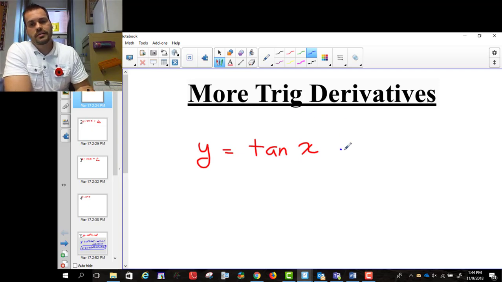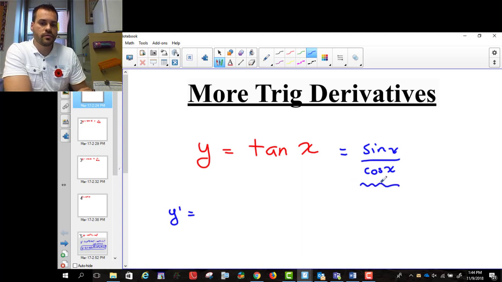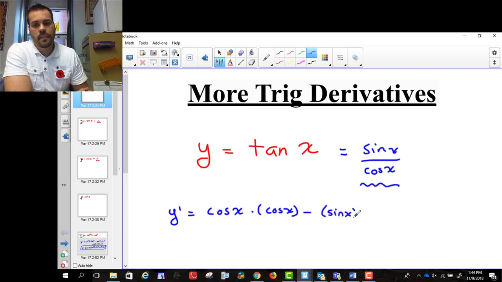So I'll show you what I mean with tangent x. We know, or you should remember, that tangent x is sine x over cosine x. So to take the derivative of that, I'm going to use the quotient rule. So it's the bottom function, which is cosine x, multiplied by the derivative of the top function. The derivative of sine x is cosine x. Then it's minus the top function, which is sine x, multiplied by the derivative of the bottom function. The bottom function is cosine, so its derivative is sine. And then it's all divided by the bottom squared.